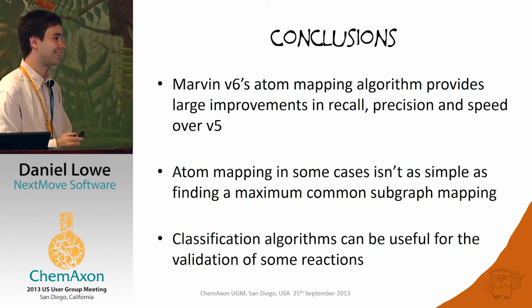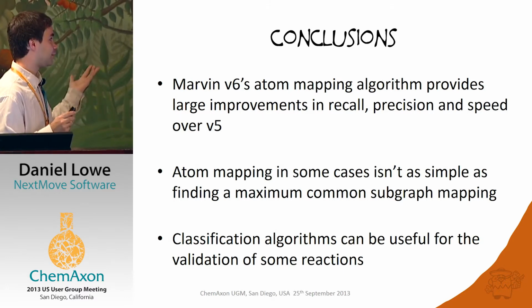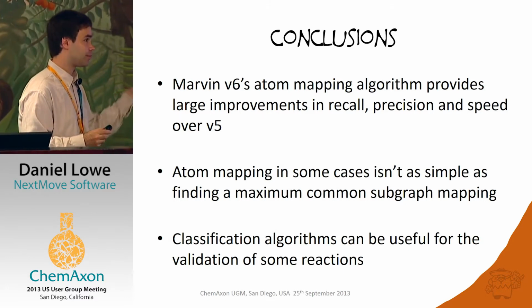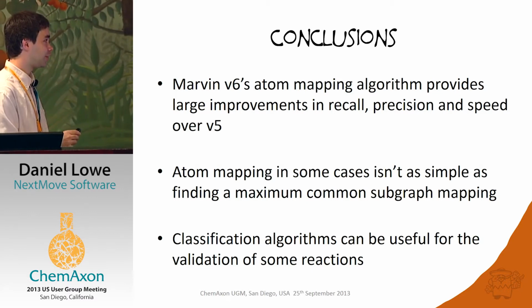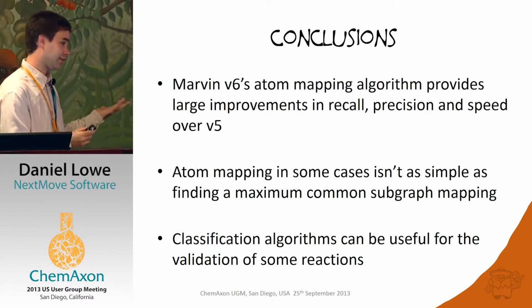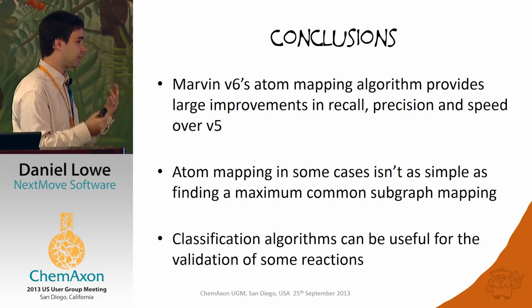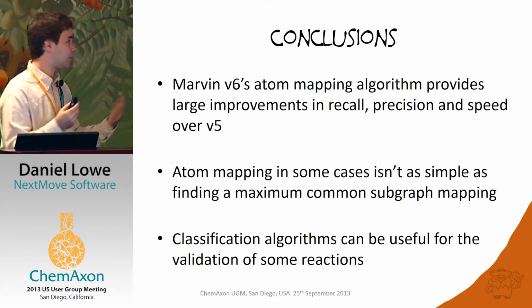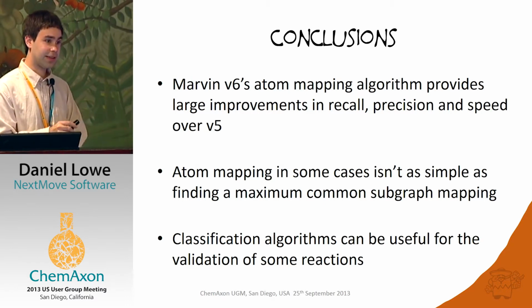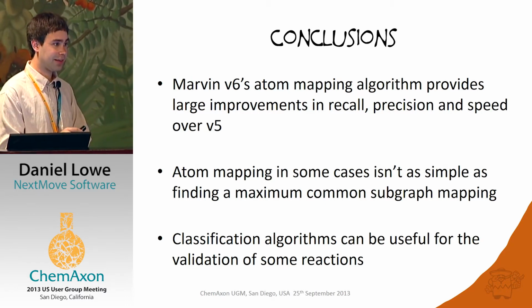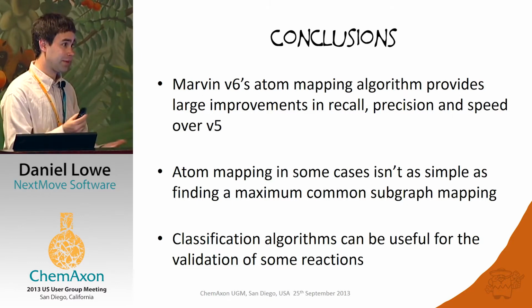Right. I think I might have underrun slightly, but concluding, the Marvin 6.0 algorithm has a huge improvement over version 5. If you're interested in atom mapping, you should definitely try it out. There are some cases where it isn't as simple as finding the maximum common subgraph and then applying a chemical distance metric. And in some cases, classification algorithms can be of use to indicate that something is a chemically plausible transformation, but things have been missed out.